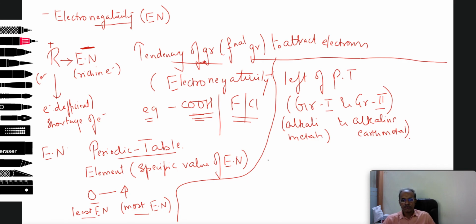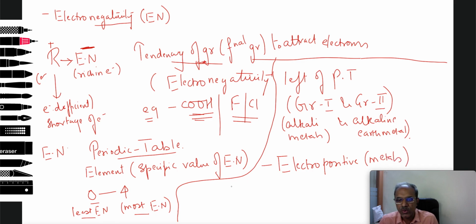Now, these metals are known as electropositive. Metals are electropositive in nature. That means, what do you mean by electropositive? Means electron donating.